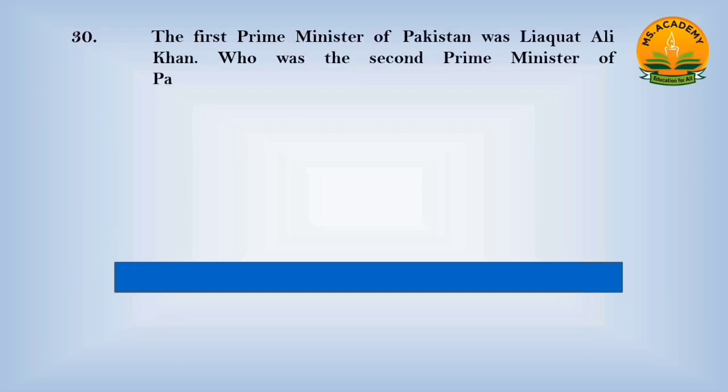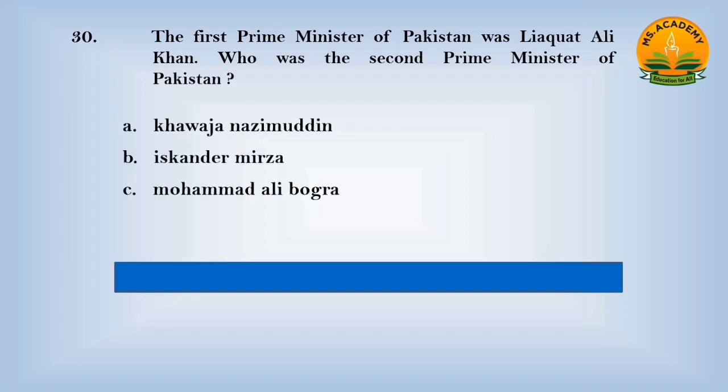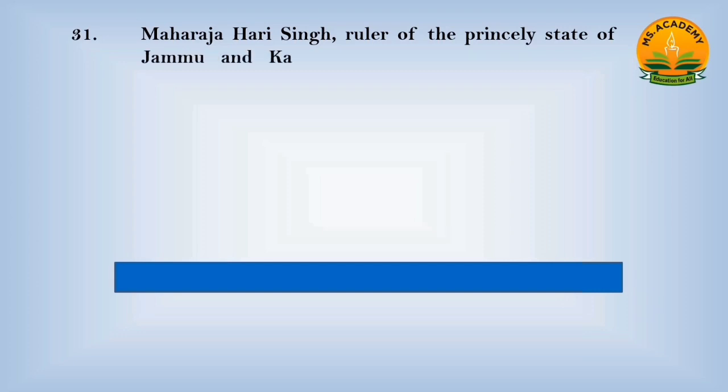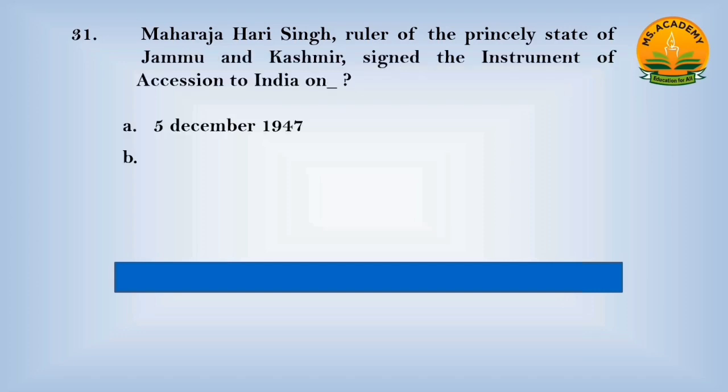The first Prime Minister of Pakistan was Liaquat Ali Khan. Who was the second Prime Minister of Pakistan? A. Khwaja Nazimuddin, B. Sikandar Mirza, C. Muhammad Ali Bogra. Answer is A. Khwaja Nazimuddin.